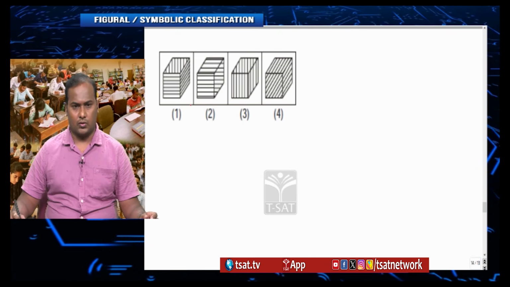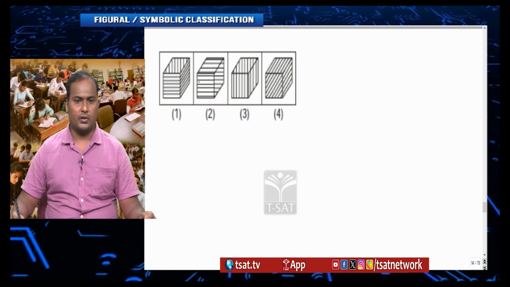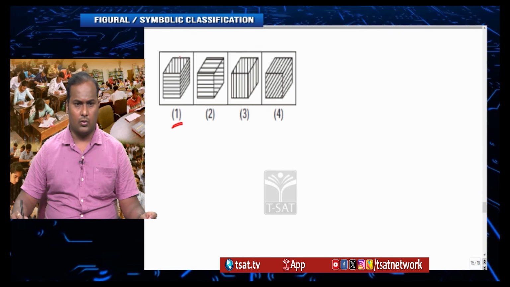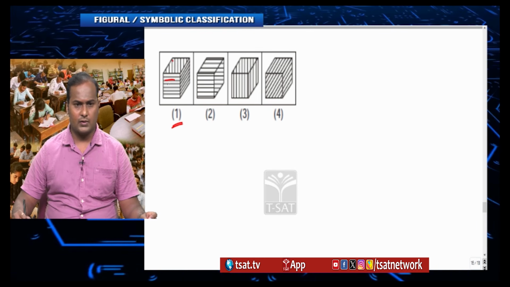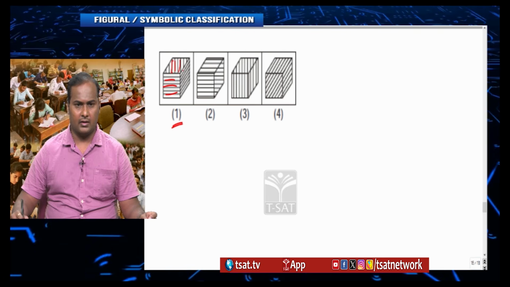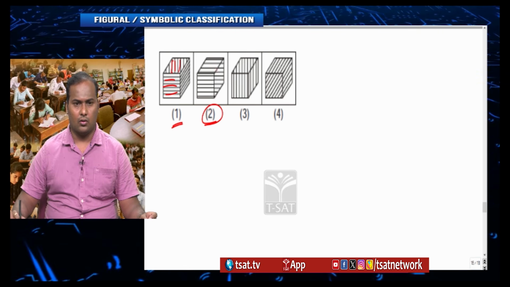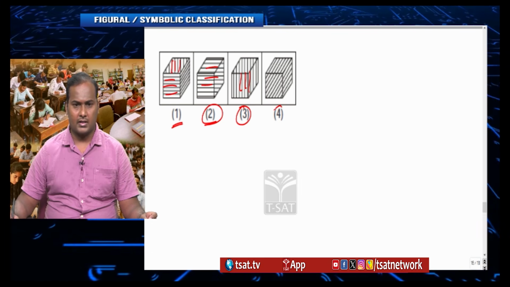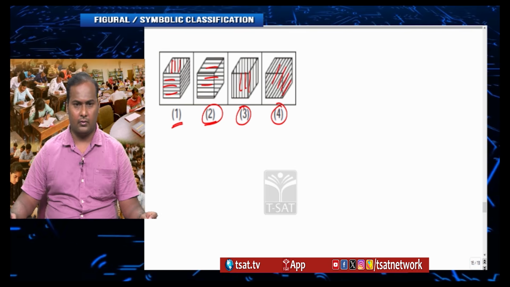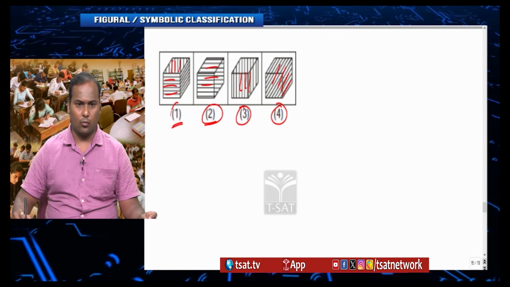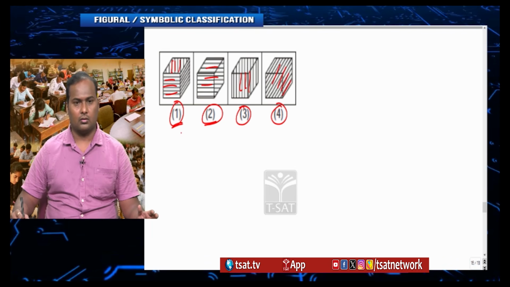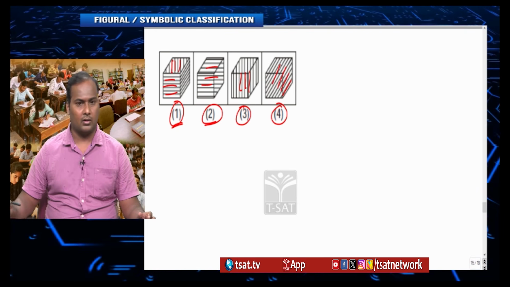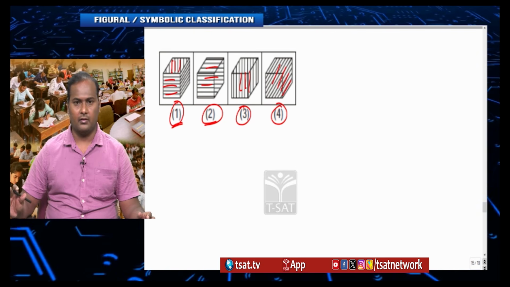See, in this particular question, the common criterion is based upon lines. If you see figure 1, both horizontal as well as vertical lines are given, whereas in figure 2 only horizontal lines, in 3 only vertical lines, and again in 4 you have only one type of lines. So only figure 1 has both vertical as well as horizontal lines, and the remaining 3 have a common character, that is only a single type of lines.